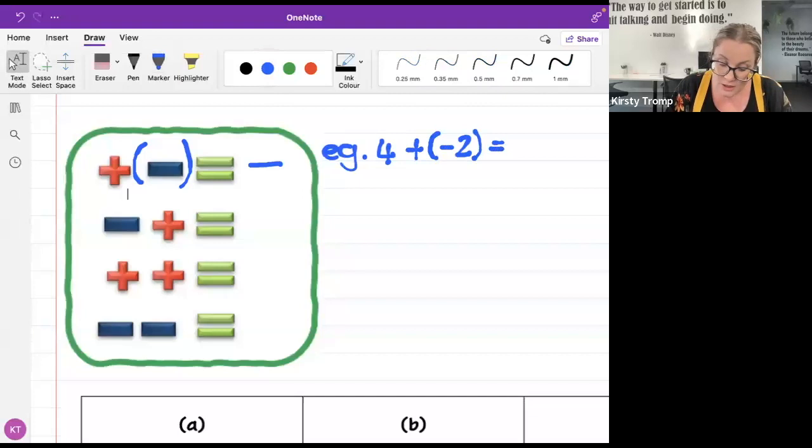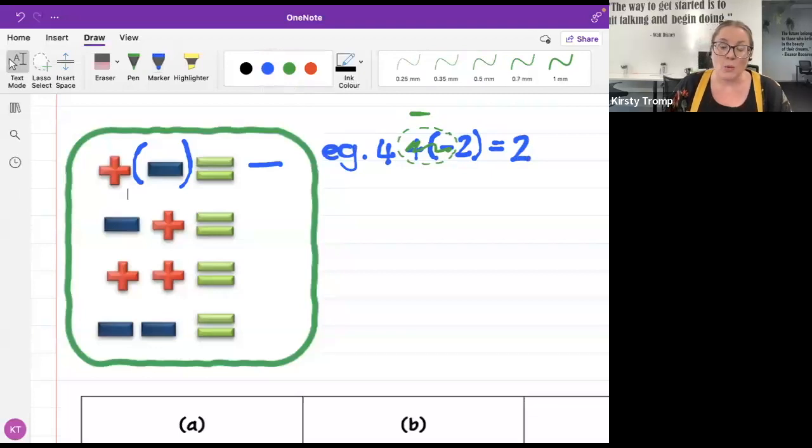equals. We said on Monday during our lesson, when we see a positive sign and a negative sign next to each other, we draw a circle around them. I said to you, what's more powerful between those two signs? It's the negative. So we're going to cross those signs out, and we're going to be left with a negative. So 4 minus 2 will give us 2.